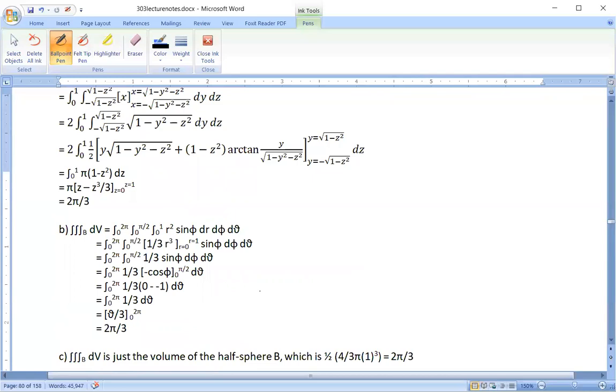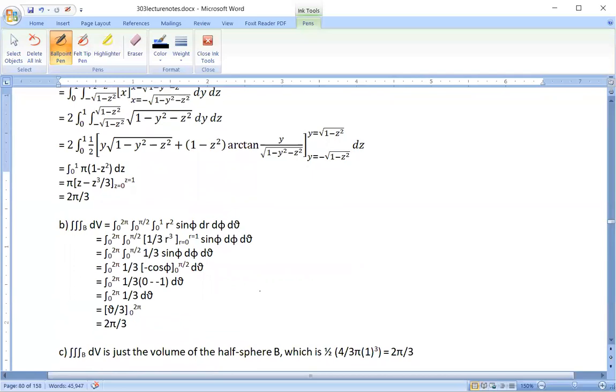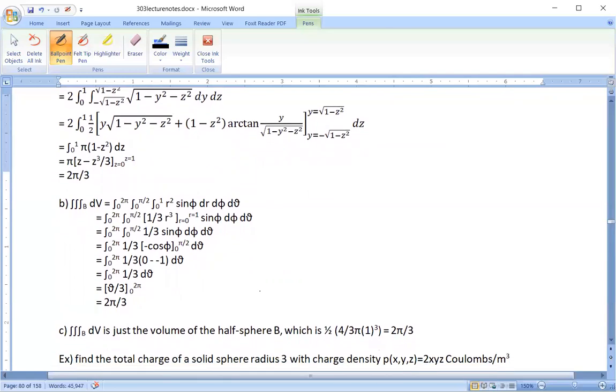So we did our first spherical integral. Now let's kick it up a notch and do another integral, and we're going to use spherical coordinates. Find the total charge of a solid sphere of radius 3 with charge density rho equals 2xyz, and that's coulombs per meter cubed. So a couple things. First of all, this is an application, so we have to understand what it's asking and how to set that up.